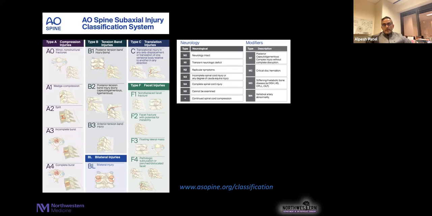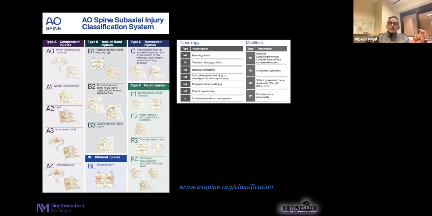And as I mentioned, the AO subaxial injury classification system also exists. It takes a lot of those concepts that we went over: type A or compression, type B or tension or distraction injuries, type C or translational injuries. They added some interesting, unique modifiers around facet injuries in particular, talking about non-displaced facet fractures with possible instability, and then ones with floating lateral masses where the lateral mass is detached, or ones with frank dislocation or translation.